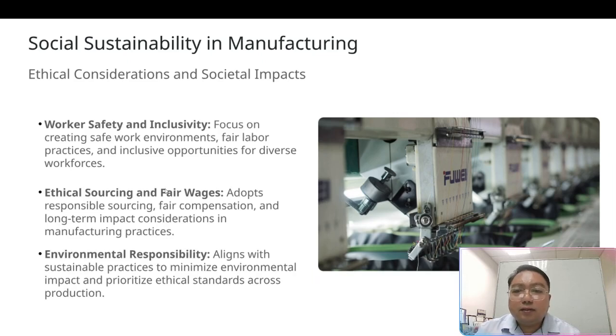Ethical consideration and social impact. Worker safety and inclusivity focus on creating a safe work environment, fair labor practices, and inclusive opportunities for the vulnerable workforce. Ethical sourcing and fair wages: adopt responsible sourcing, fair compensation, and long-term impact consideration in manufacturing practice. And environmental responsibility aligns with sustainable practice to minimize environmental impact and prioritize ethical standards across production.